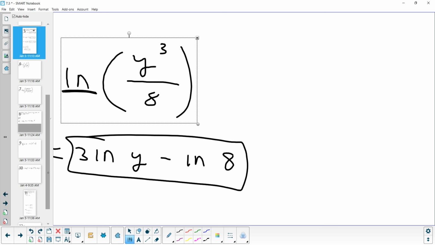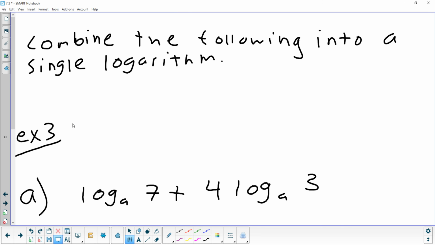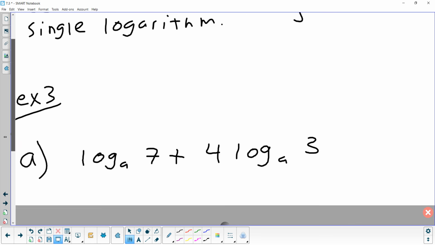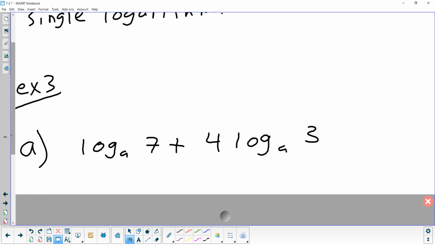All right, so let's recombine. It says combine the following into a single log. Now, they didn't tell you the base. This time they just said the base is a. That's fine. Just keep the base a. If you don't know what it is, use whatever they tell you to use.